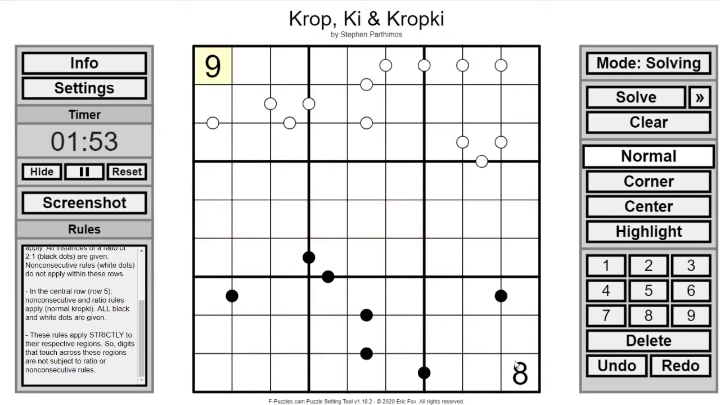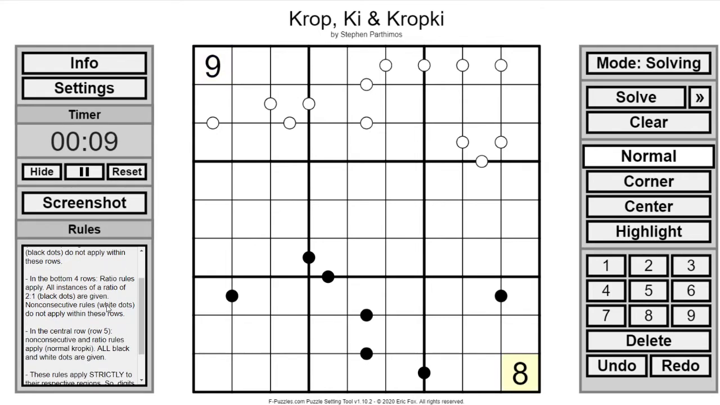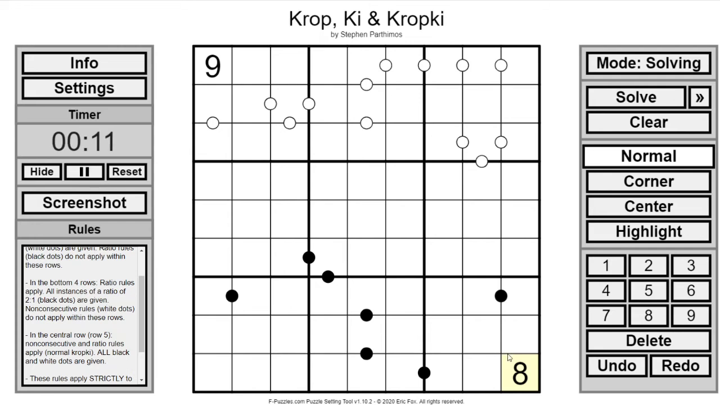Okay, so now we have a choice. Where do we start here? I guess I'll refresh so the timer is more accurate. We've got top left and top right. We got a 9 and an 8. So ratio rules apply. This can't have an 8.